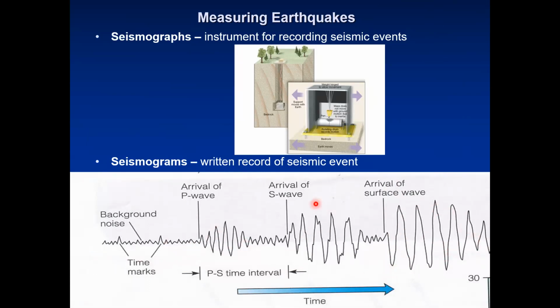These two waves right here, we use to determine how far away the earthquake occurred from a particular station. The surface wave, the wave with the highest height, we use that to determine the magnitude, one of the ways that we determine the magnitude of the earthquake. So a seismograph is the instrument for recording seismic events, and a seismogram is the written record of the seismic event.